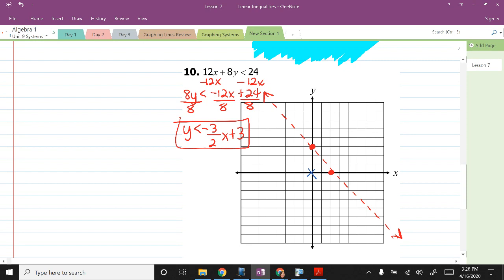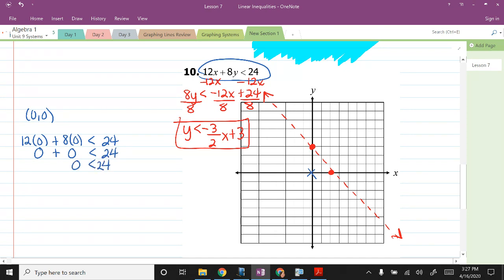All right. So there's 0, 0. I have put a blue X there. I'm going to use the original again. If you would like to, you can plug it in where you got it in slope-intercept form, but I've kind of made a mess there, so I'm going to use my original. So I'm going to test with 0, 0. I'm going to say 12 times 0, because that's my x, plus 8 times 0, which is my y, is less than 24. 12 times 0 is 0, plus 8 times 0 is 0, is less than 24. 0 is less than 24. Yep, that's true. So that means 0, 0 is part of my solutions.